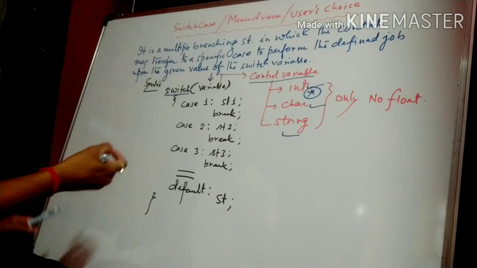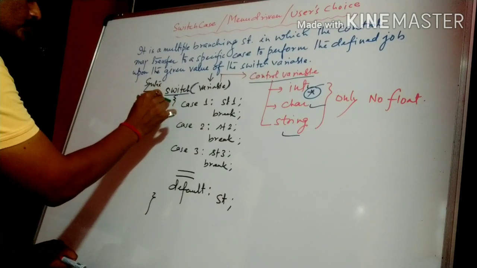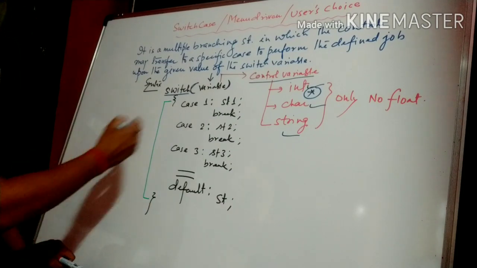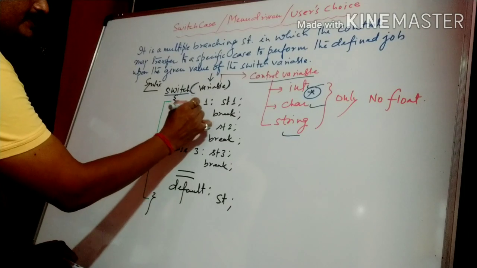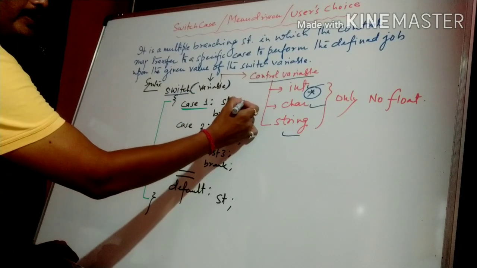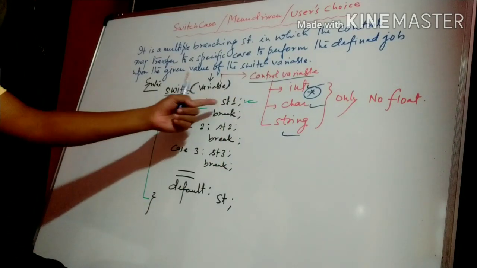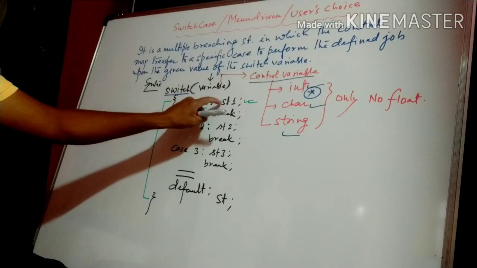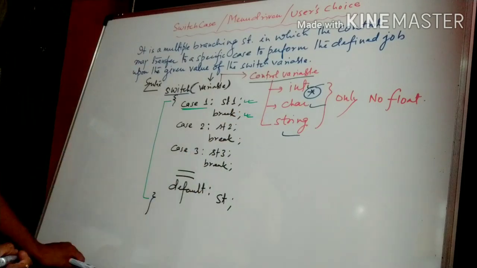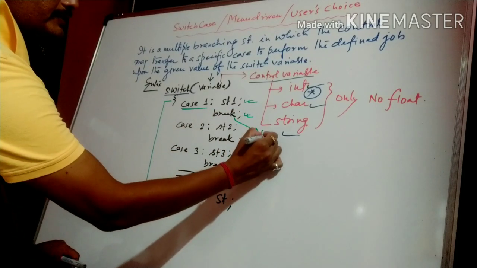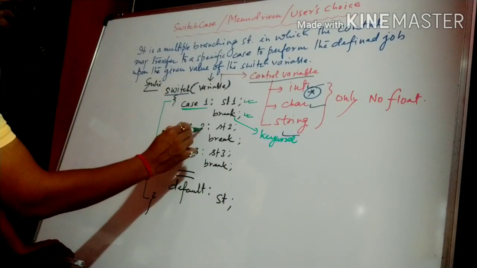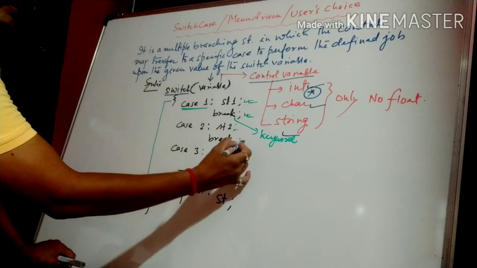Now after that we will start the block of switch case, which is ended at last. This is case, a small letter, case space 1, colon. Here we will write statement 1. If you want to write more than one statement, you can write statement 1, statement 2, that way. After that you have to use break. Break is a keyword. After that, case 2, statement 2, break.